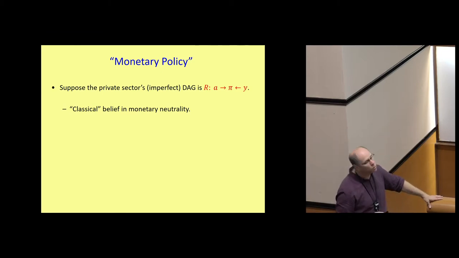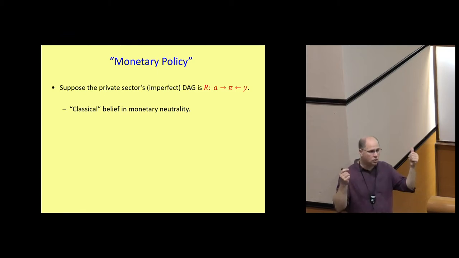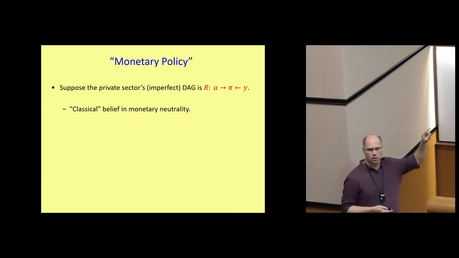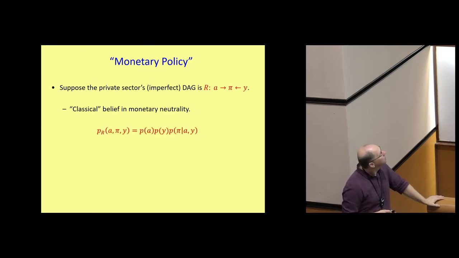So I think that A and Y are independent. You can see that it's an imperfect DAG. So once again, our diagnostic test lights up and says, ooh, there could be a problem here. They're having an imperfect DAG. Maybe they can be fooled. If they had a perfect DAG, they wouldn't be fooled. Okay. So this is the subjective belief of the private sector.